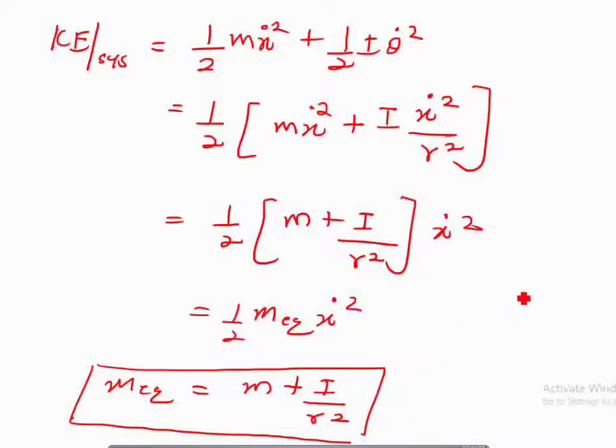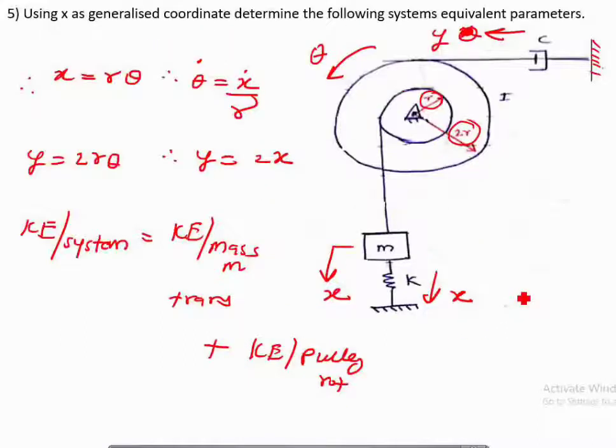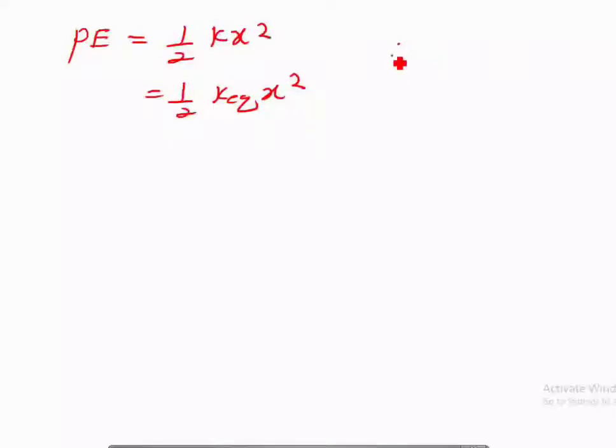Now what is the next step? Next are the spring K and the damper. How do we solve for the spring? The potential energy of a spring is equal to one half K x square, so that is equal to one half K equivalent x square. From this it is very easy to see that K equivalent is equal to K.